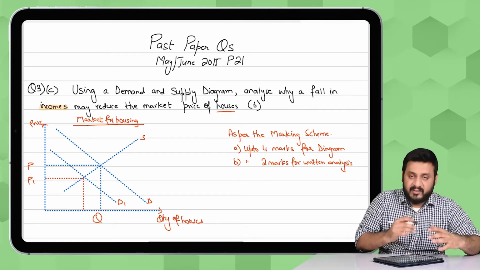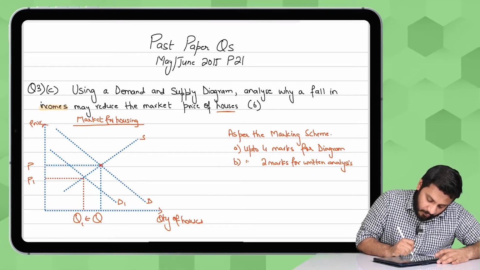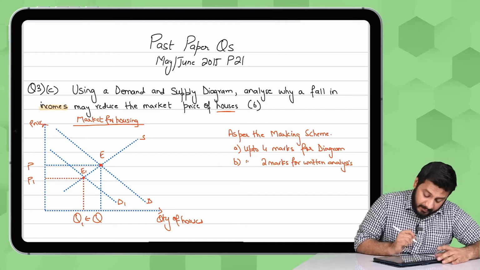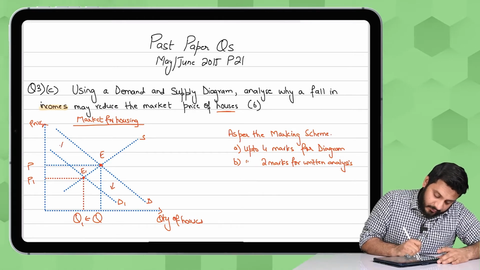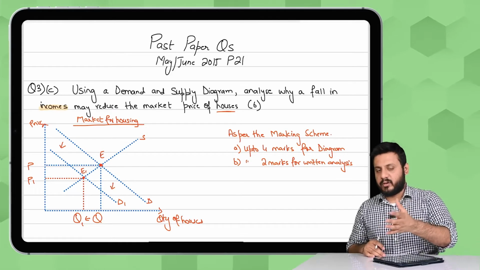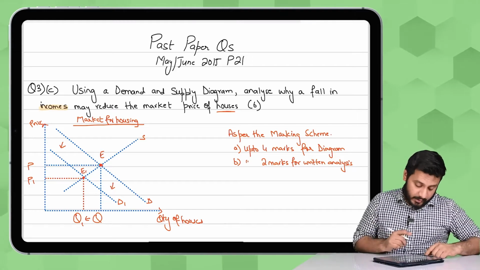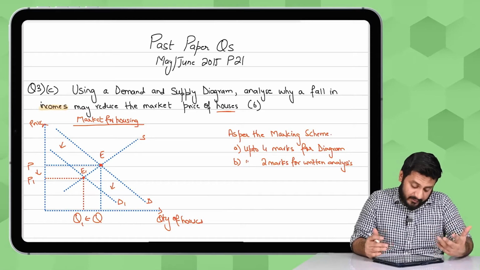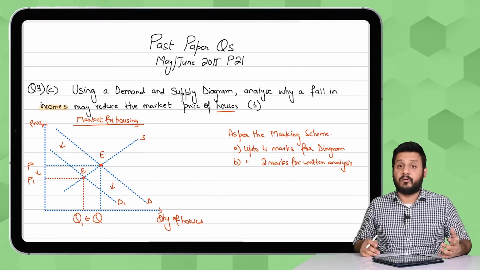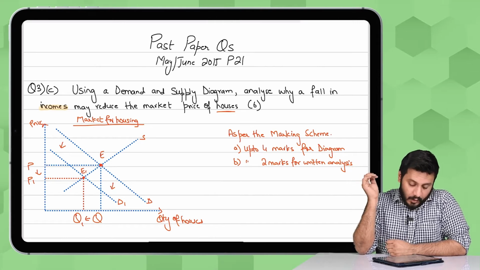So this is just the diagram part, not the analysis part. Basically we can see that we move from E to E1, right? And make sure that you draw the arrows as well, because the examiner does not know that D1 is the original equilibrium or D is the original equilibrium. You have to show that D1 is the new demand curve that represents a fall in demand. As a result, prices are falling from P to P1, and quantity traded, that is the number of houses being bought and sold in the market, also falls from Q to Q1.